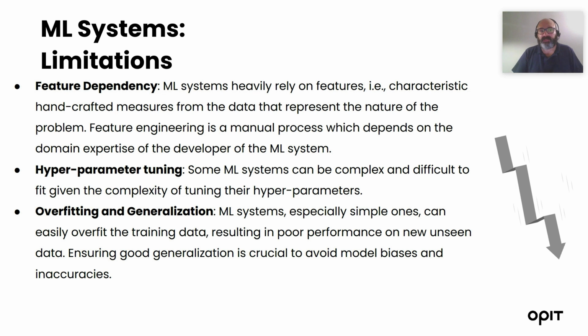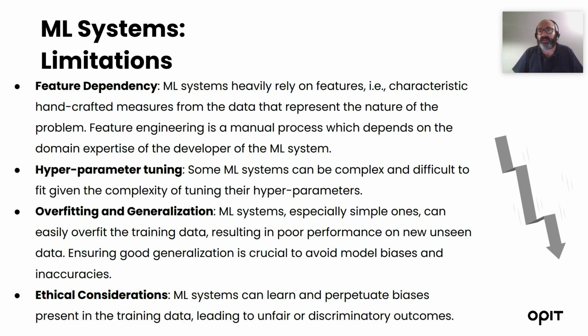And last but not least, there is overfitting and generalization. We will see this in more detail in a further lecture, but you need to understand now that a machine learning system can overfit the training data, which means it can learn the task by memory and not be able to generalize, not be able to give a solution to unseen data that come as input to the model. Finally, and this is very important for all the learning methodologies, a machine learning system can learn and perpetuate bias present in the training data, leading indeed to unfair and discriminatory outcomes.